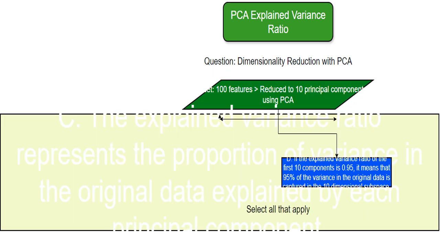Yep, that's exactly right. The explained variance ratio for a principal component simply tells you what percentage of the total variance in the original dataset that component accounts for. It's a straightforward measure of how much each component contributes to explaining your data.